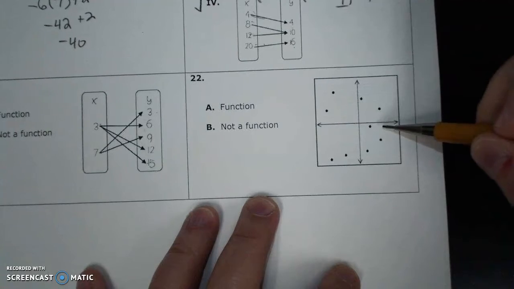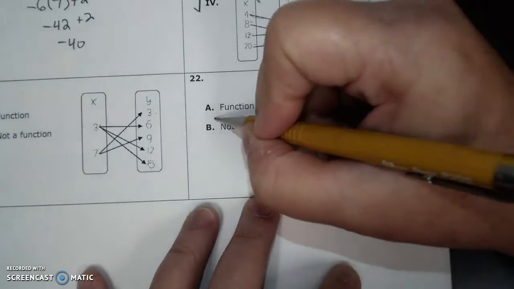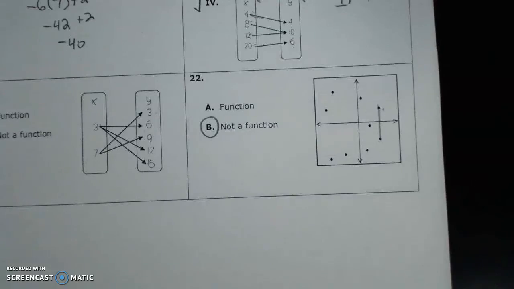From a graph, I'm going to do the vertical line test. I'm going to start here, and automatically I have one on top of each other, so it's not a function.